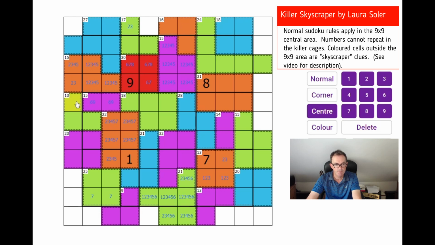Now this square, which is a skyscraper square, must be a 1 or a 2. It could still be a 2 if this is 6, then 9. If this is the 9, obviously this will be a 1. 6, 9 here. This another 15 cage. Let's put 2, 3, 4, and 5 in again. Get rid of the 1s.